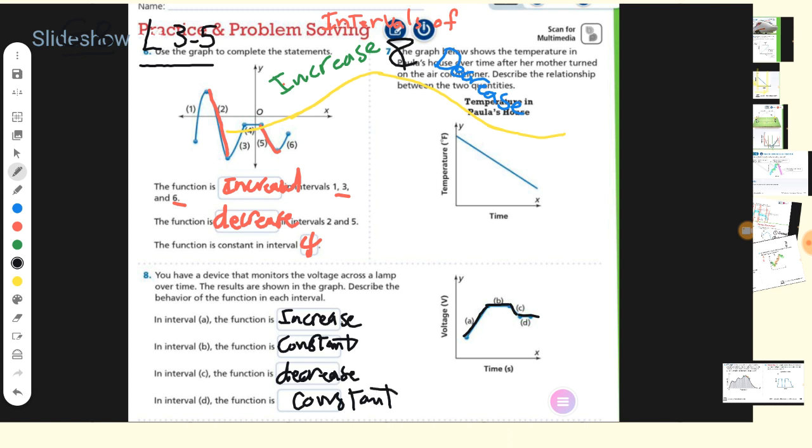Hope you understand this lesson of today. It's an easy lesson. It describes the behavior of the function by a qualitative graph, which is a graph without numbers. So I can describe the behavior of the function, if it's increased, decreased, or constant.